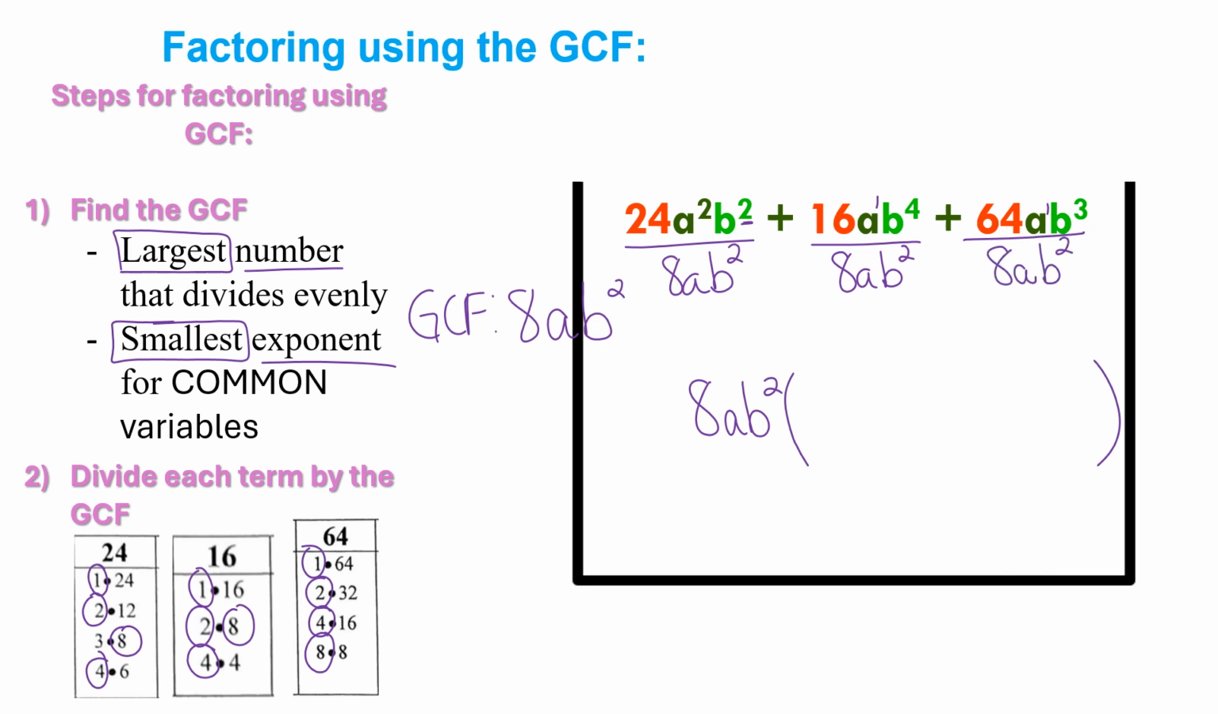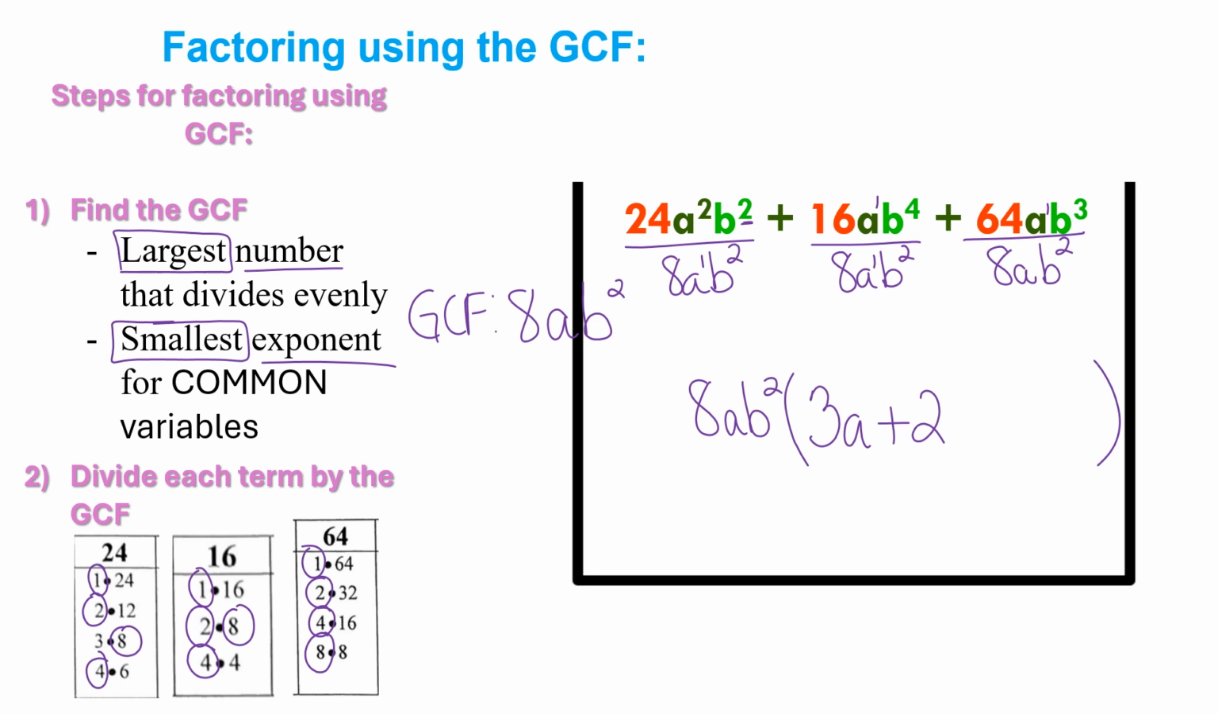Okay, so 24 divided by 8 is 3. a squared divided by a to the first would be a. 2 minus 1 is 1, so that's just an a. b squared divided by b squared, 2 minus 2 is 0, so there are no b's to put into that term. So moving on to the second dividing problem. 16 divided by 8 is 2.